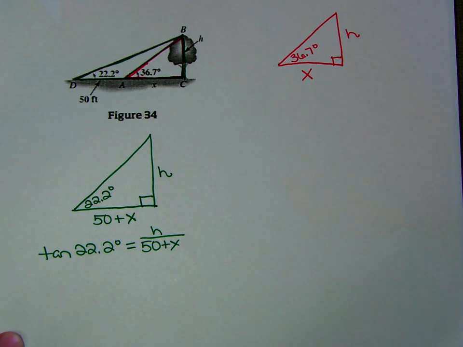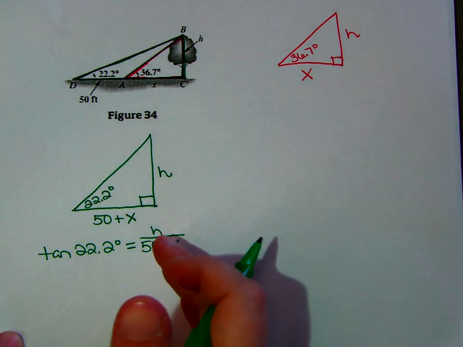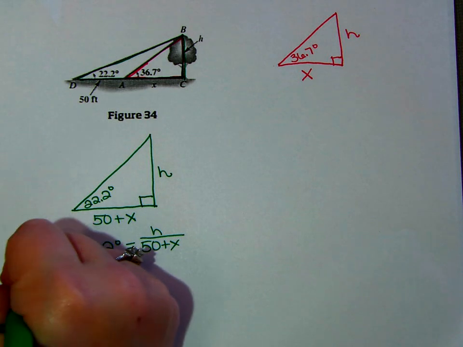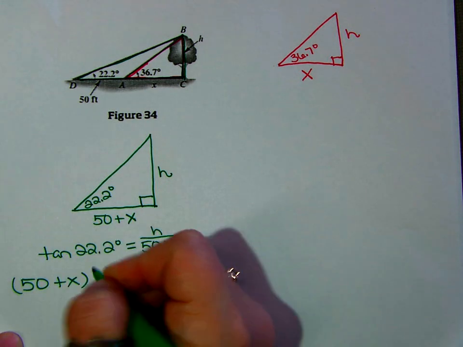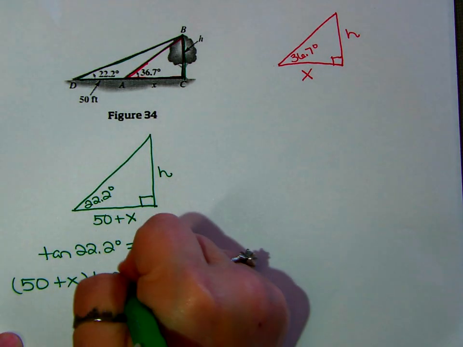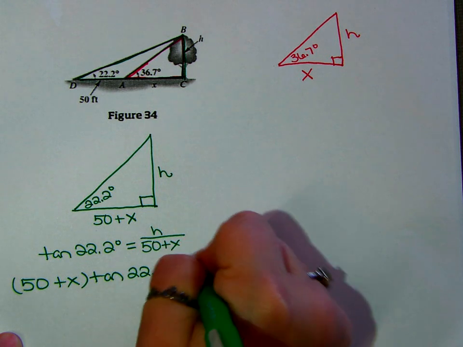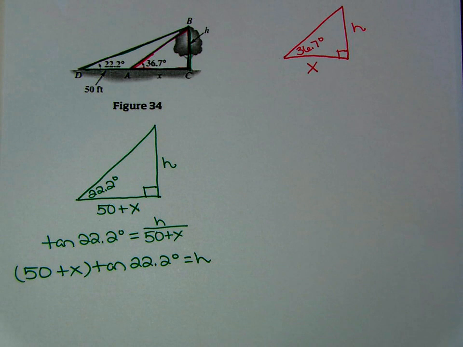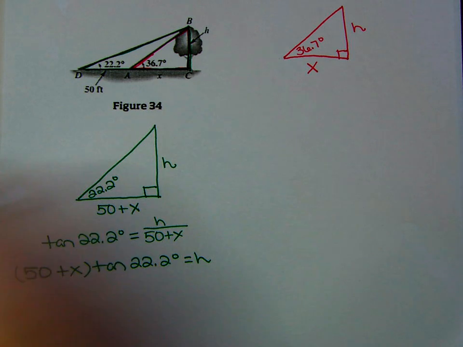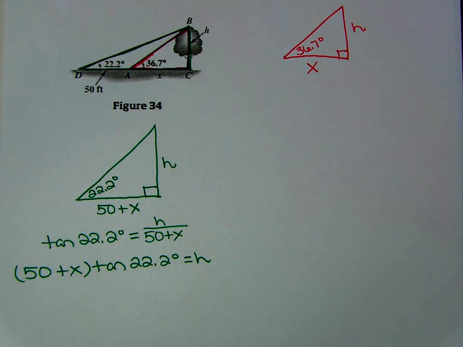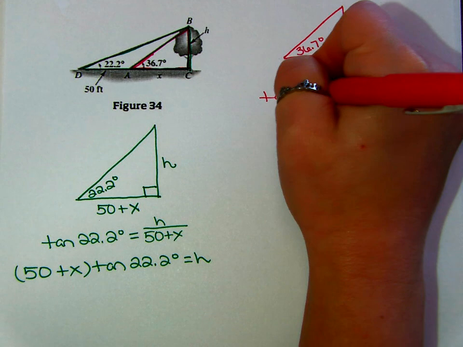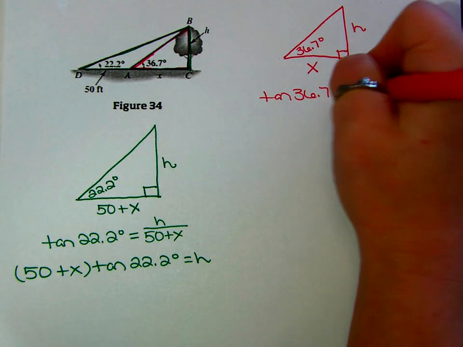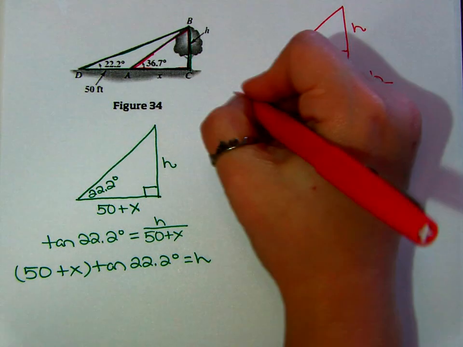Since I want to know what H is, I'm going to move that 50 plus X over, and I'm going to leave it in a set of parentheses so that I don't forget that this is actually multiplying against this tangent. Now I'm going to do the exact same process with the red triangle, with this other triangle that's up here. I can find tangent of 36.7 degrees is the height over X, so multiply that X over.